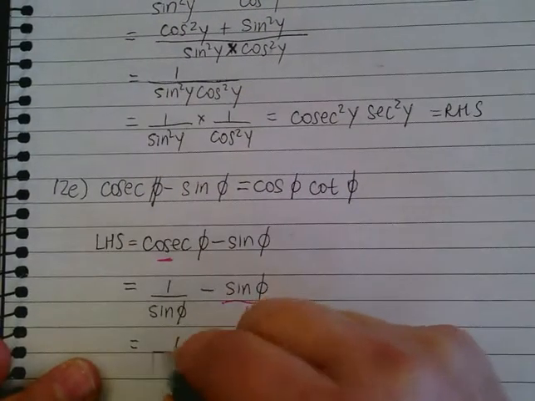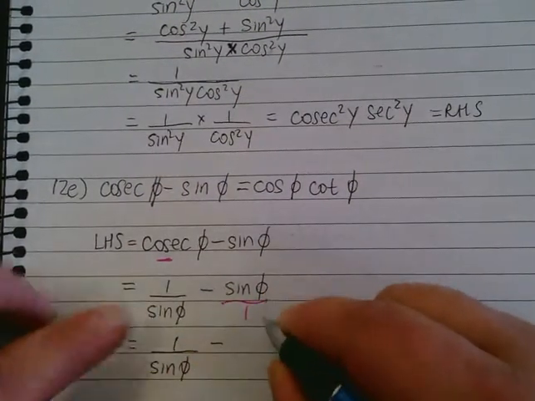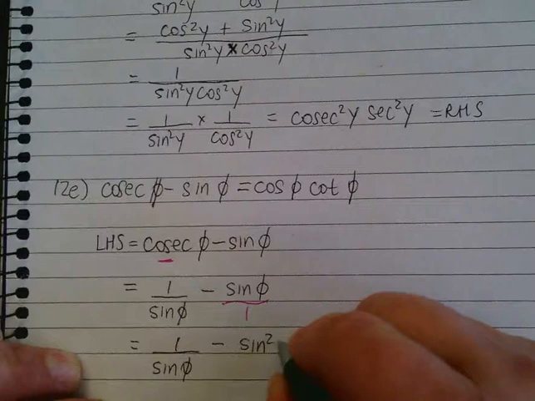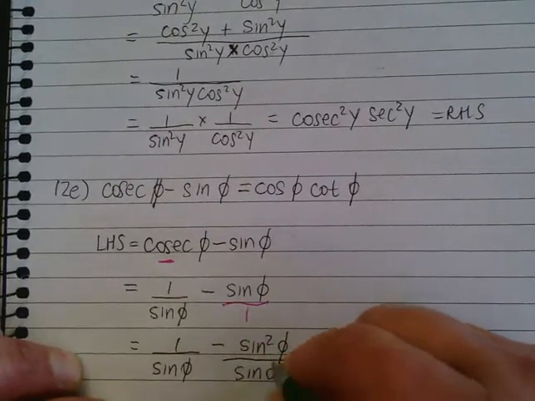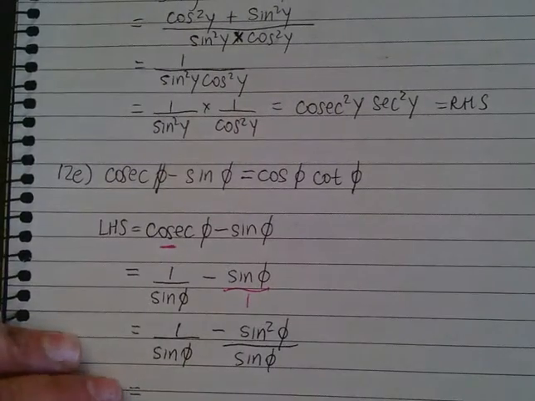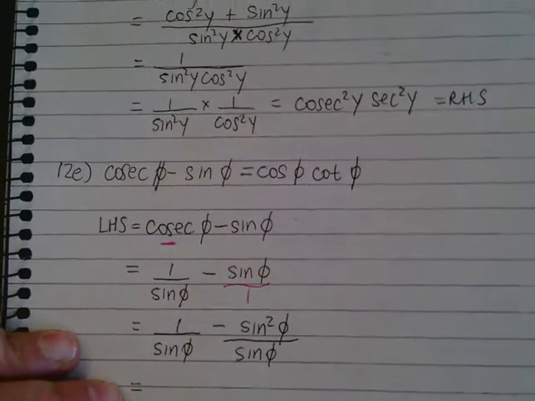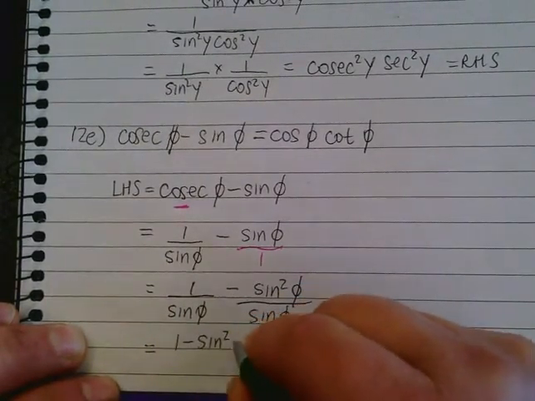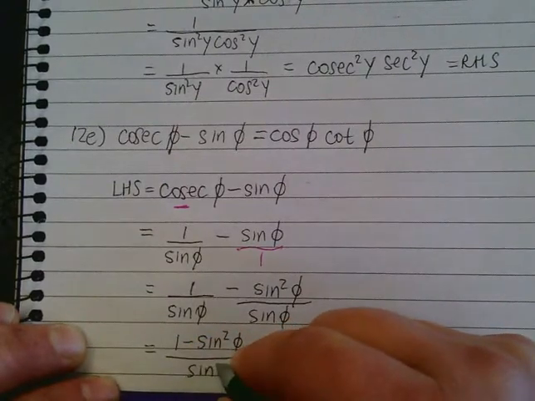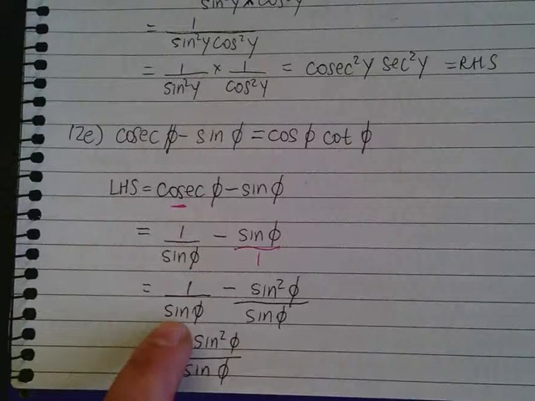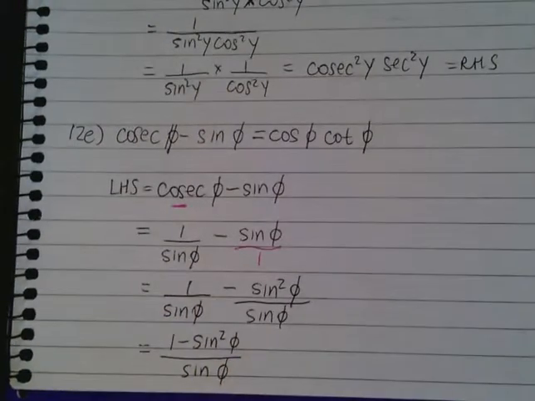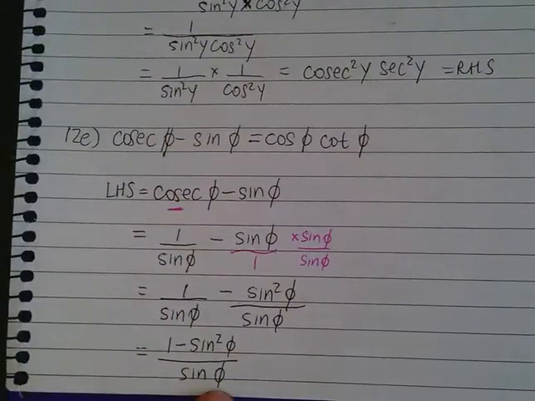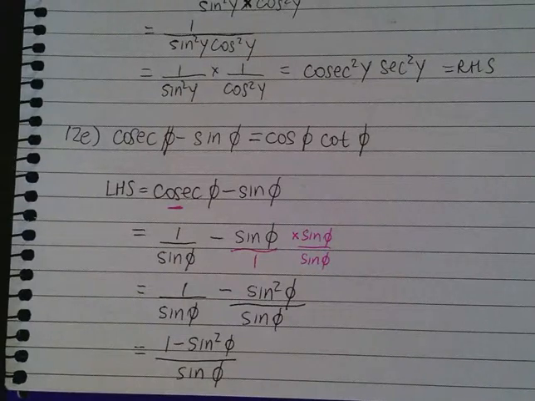So I'll keep this denominator the same, but how do I make this denominator sine phi? I multiply by sine on sine. So I get sine squared. Now, I've got the same denominator, haven't I? Yeah, so I've got 1 minus sine squared over sine squared. No, over sine, sorry. You okay with that? The denominator is the same. So what I did here was go times sine phi over sine phi. Denominator is the same. Tell me what 1 minus sine squared is.